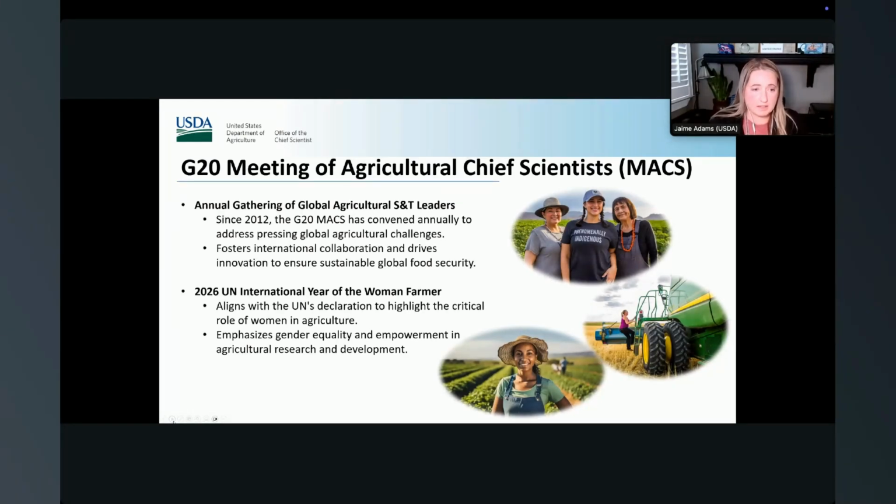So I believe this is my last slide before handing it back to Bree. The G20 meeting of agricultural chief scientists, or we refer to it as the MACS, is an annual gathering of global agricultural science and technology leaders. The USDA has a chief scientist, as many of you know, that is dual-hatted as the Undersecretary for Research, Education, and Economics. The chief scientist for USDA is the head of the US government's delegation to the G20 meeting of Ag Chief Scientists. And the G20 MACS has been an annual meeting since 2012, and it convenes to address pressing global agricultural challenges. It fosters international collaboration and drives innovation to help ensure sustainable global food security.